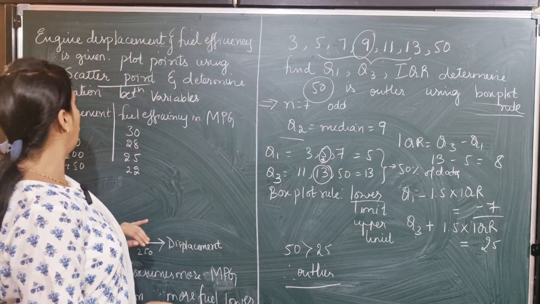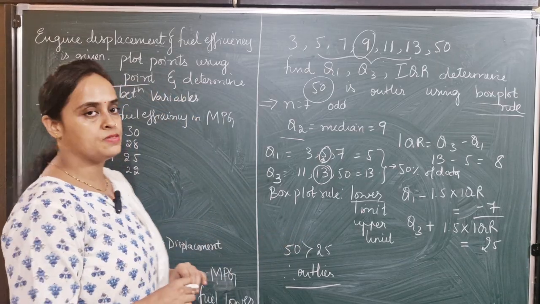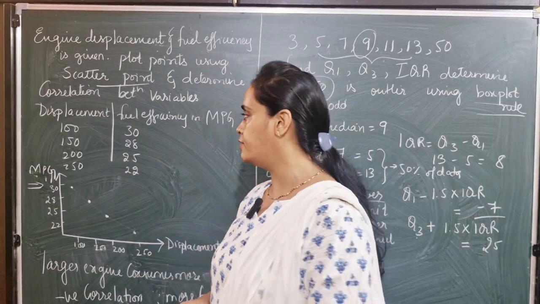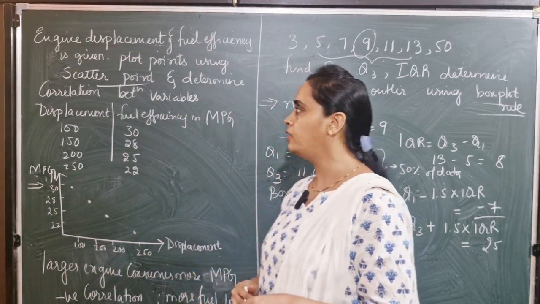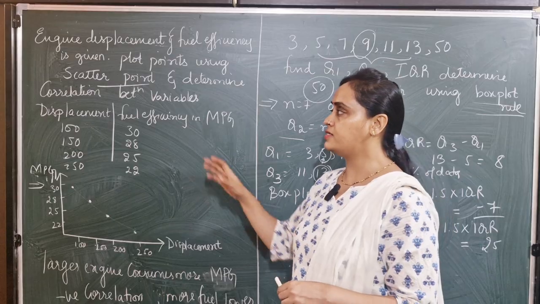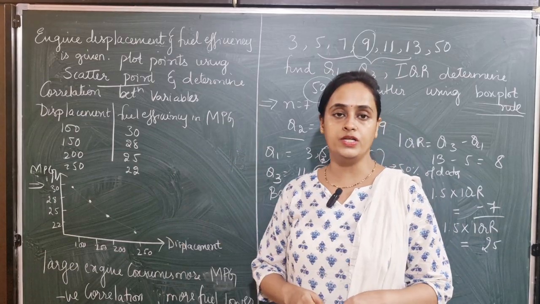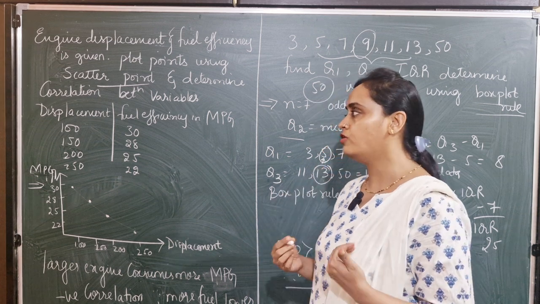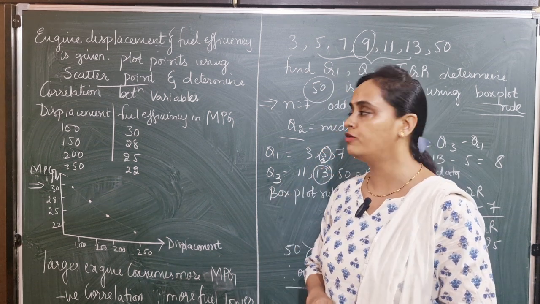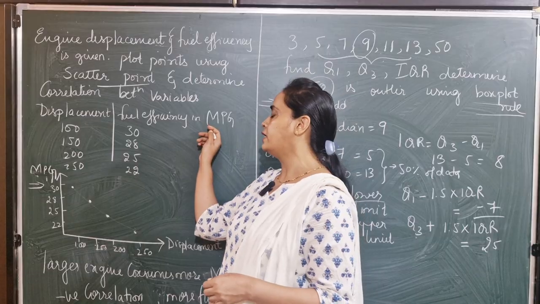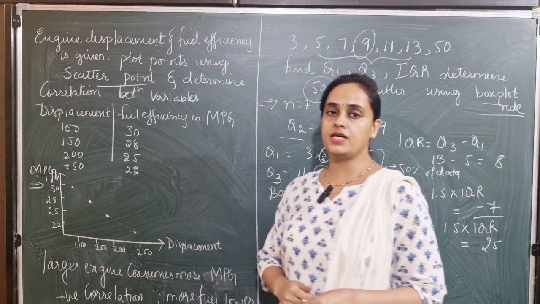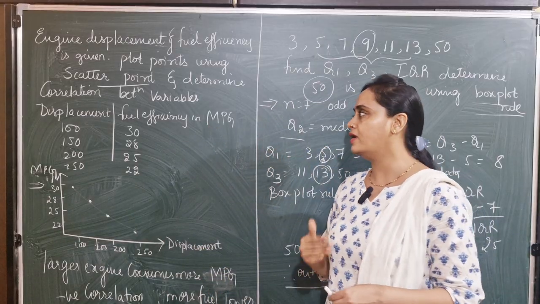This problem is about engine displacement and fuel efficiency, given in terms of a data table. We need to plot this data as a scatter plot and determine the correlation between the variables. So first we need to understand the concept of displacement and fuel efficiency in MPG. MPG is nothing but miles per gallon.